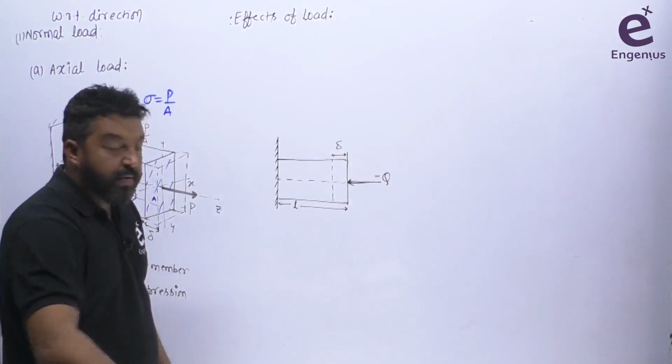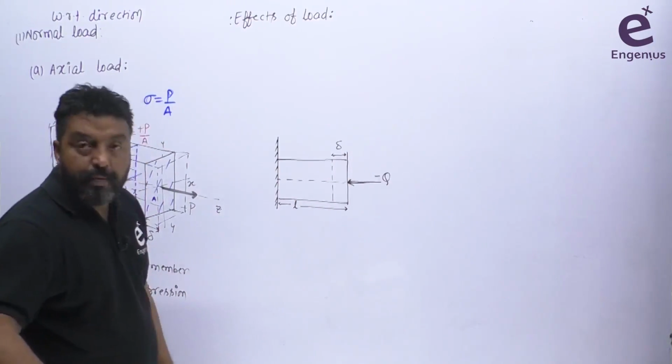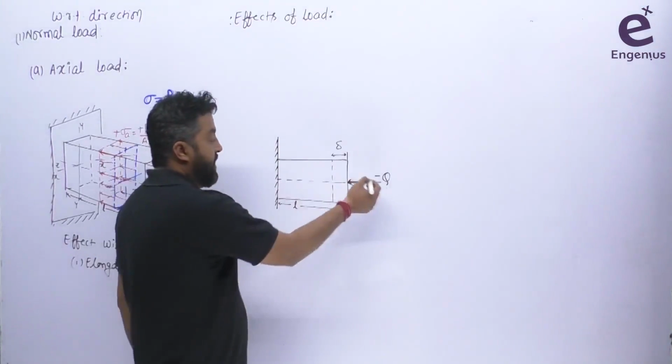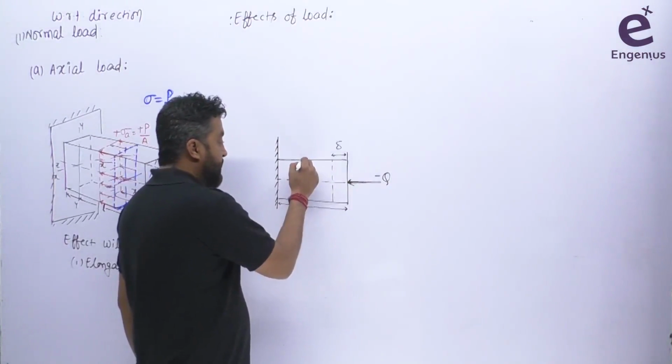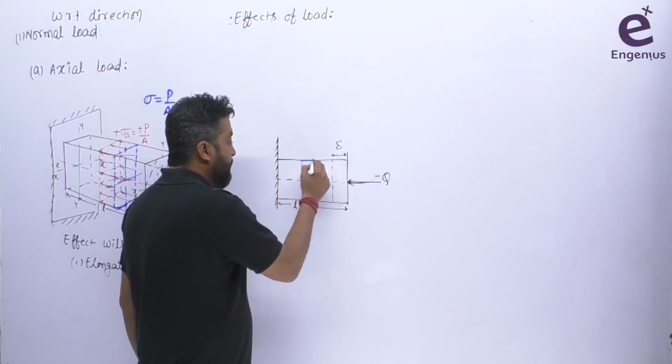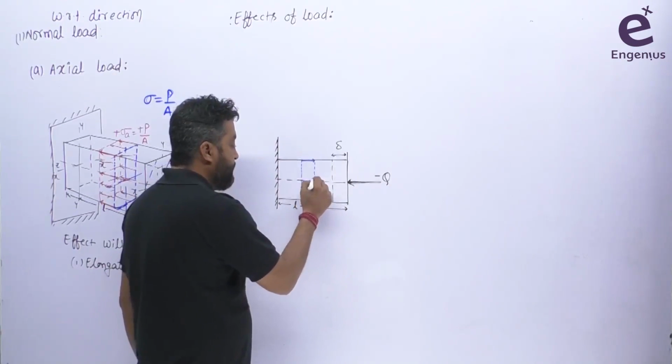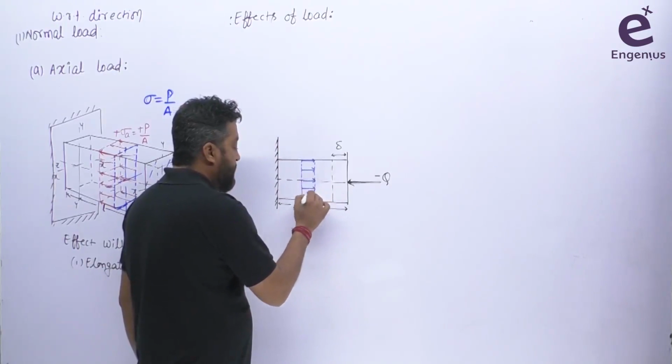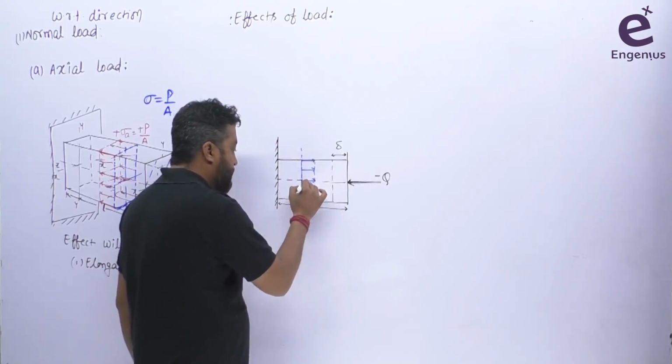So in this case, if you want to define or draw the stresses, you can see this is the direction of compression here. If I am considering this is a cross section here, the stresses will act normal to this one in the opposite direction. Okay, it's like this. So I am considering this is a cross section.